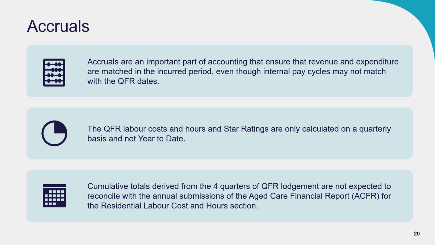The QFR labour costs and hours and star ratings are calculated on a quarterly basis and not year to date, so a correct apportioning of the costs and hours in each quarter is critical. Please note the cumulative totals derived from the 4 quarters of the QFR lodgement are not expected to reconcile with the annual submissions of the Aged Care Financial Report for the Residential Labour Cost and Hours section.